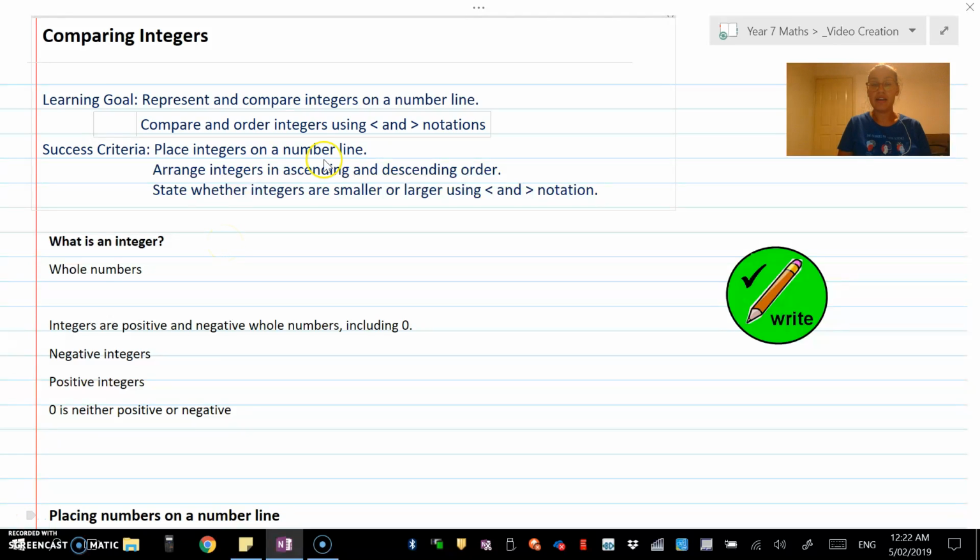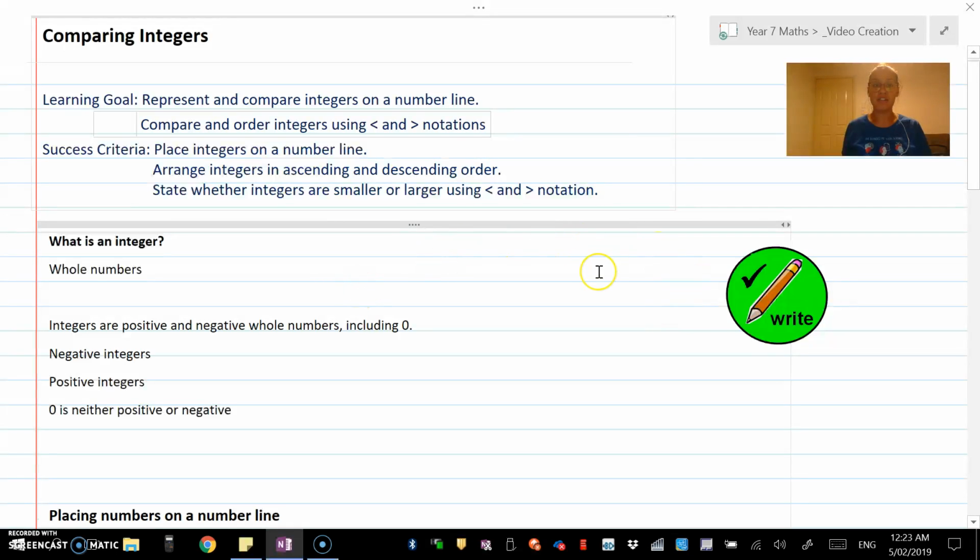Hi guys, so in this video we're looking at comparing integers. Your learning goal is to represent and compare integers on a number line, and then compare and order the integers using your greater than and less than symbols. That's what these two symbols are. By the end of this you should be able to place integers on a number line, arrange them in ascending and descending order, and state whether one integer is smaller or larger than another using your notation.